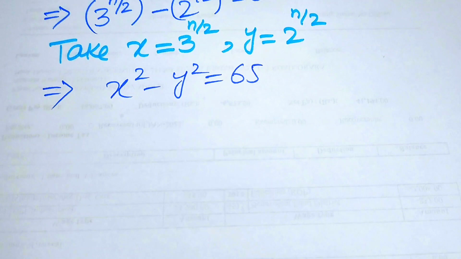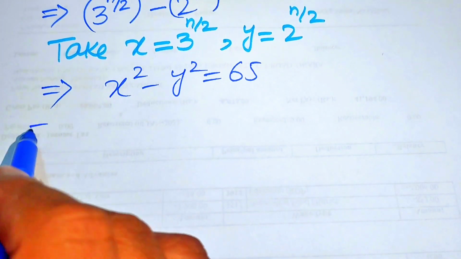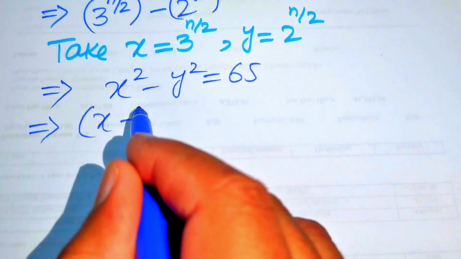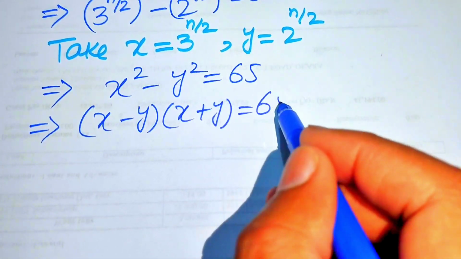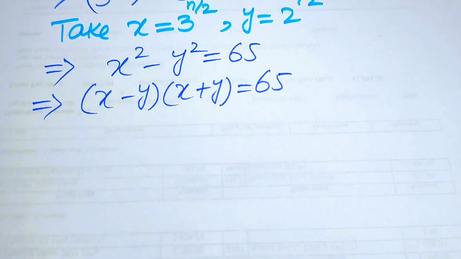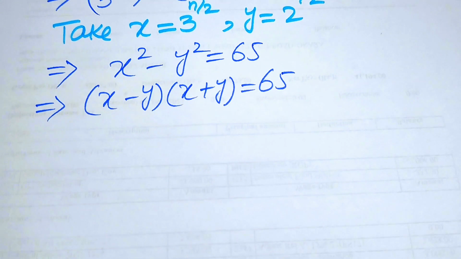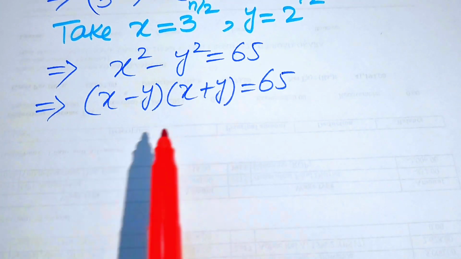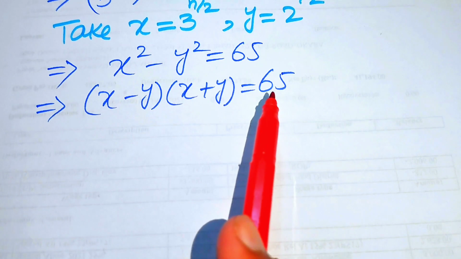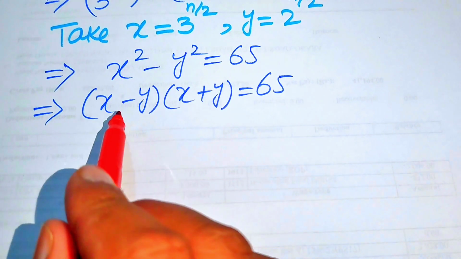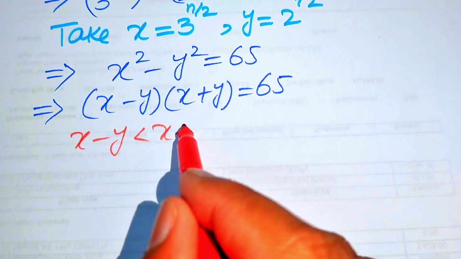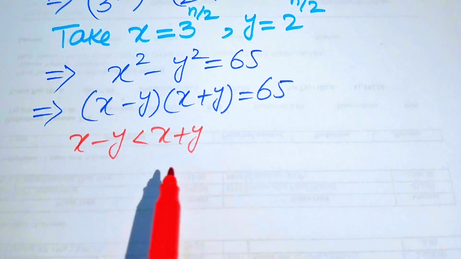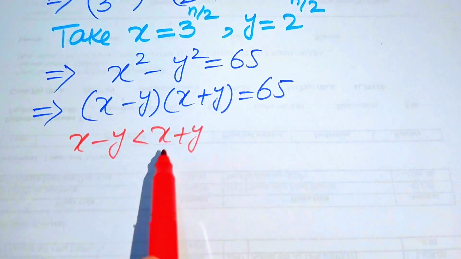Here we use the square identity, and we know that x squared minus y squared equals (x minus y) times (x plus y), which equals 65. You see that on the left hand side we have two factors multiplied by each other. Now we make the factor pairs of 65, and first we make the relation between these two factors: we know that x minus y is always less than x plus y.